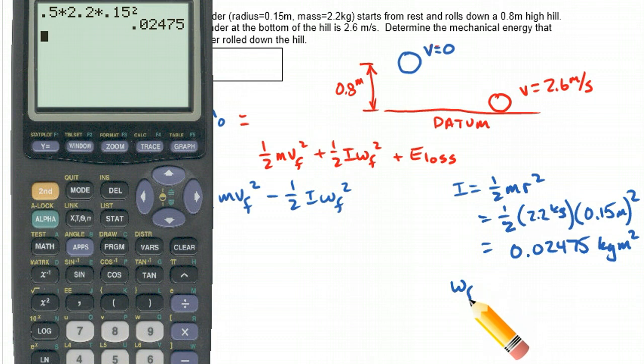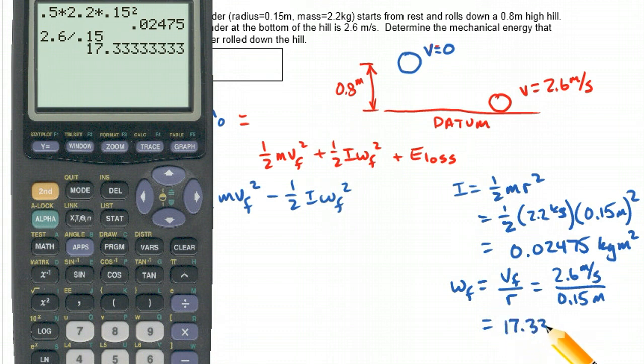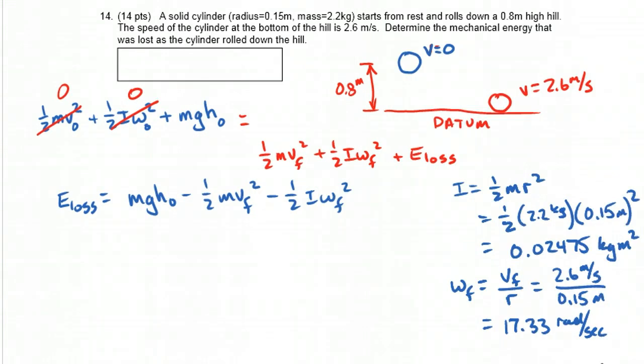Omega final is the velocity final divided by the radius. The velocity final is 2.6 meters per second, and the radius is 0.15 meters. So let's see, 2.6 by 0.15, 17 1/3 radians per second. We can do those because we had all those values. Makes it a little bit easier to see what we've got here.